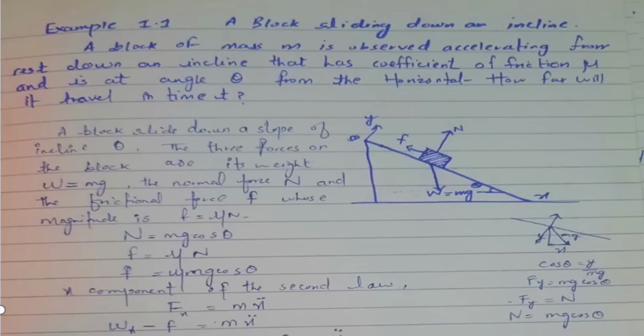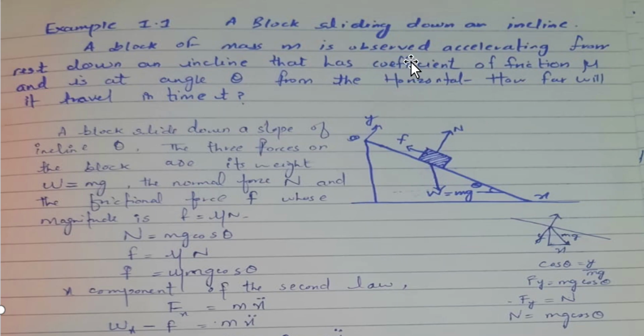Let's start example 1.1 of classical mechanics. A block of mass m is observed accelerating from rest down an incline that has coefficient of friction mu and is at angle theta from the horizontal. How far will it travel in time t?